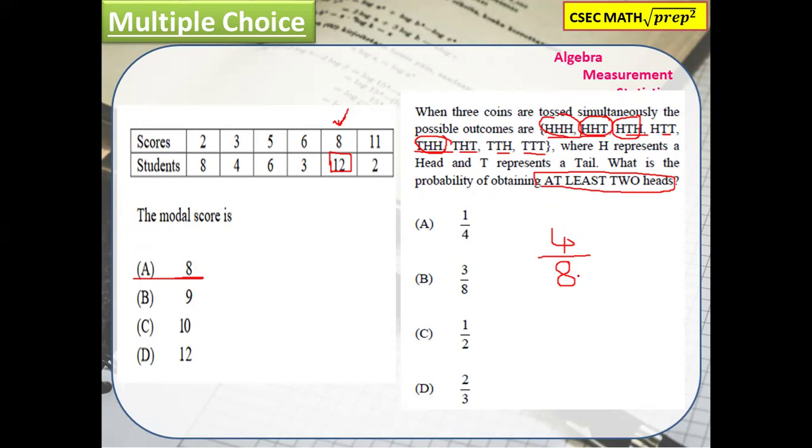And there are 8 possible outcomes. So probability is expected outcome over the total possible outcomes. So if I break this fraction down, it's a half, and therefore C is our answer.